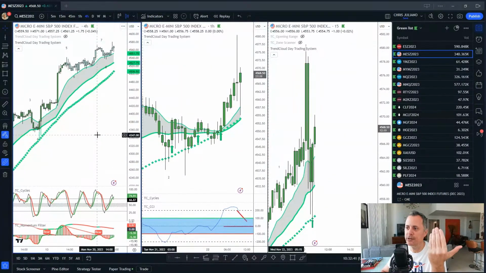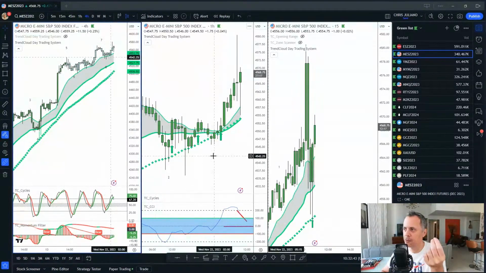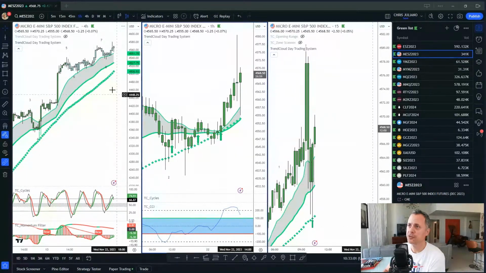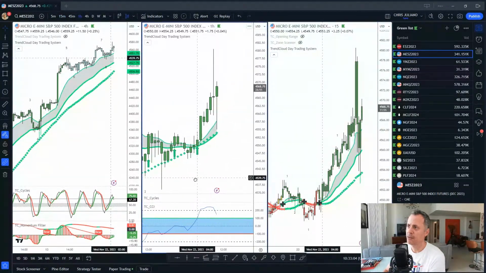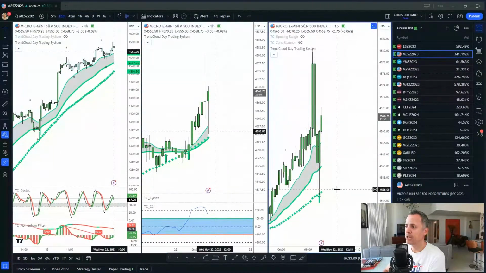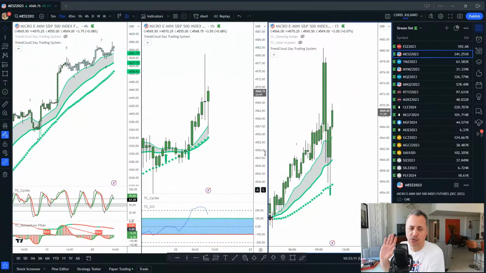So what I did was I developed a system that color coded each time frame for me. Like, look at this right here on the micro S&P, for instance, right? Everything is green. I know I'm looking for longs, right? Across multiple time frames, everything is green. Okay? TrendCloud is green on all three time frames. Great. I'm not confused anymore.